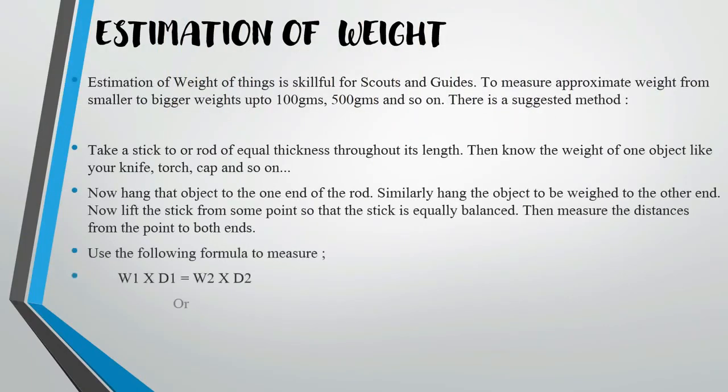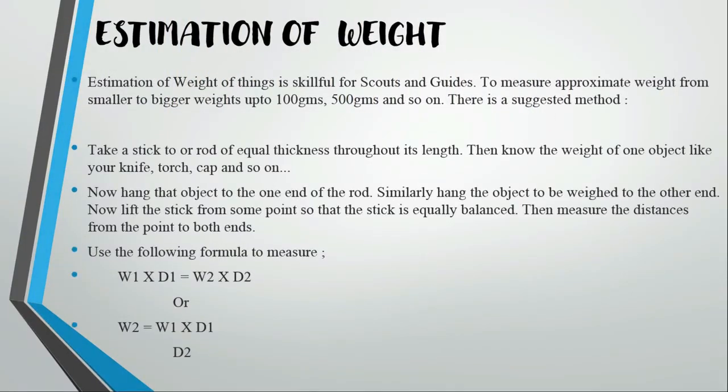Estimation of weight. Estimation of weight of things is a useful skill for scouts and guides. To measure approximate weight from smaller to bigger weights, up to 100 grams, 500 grams, and so on, there is a suggested method.